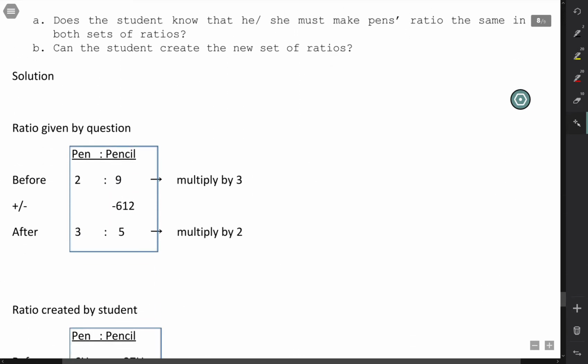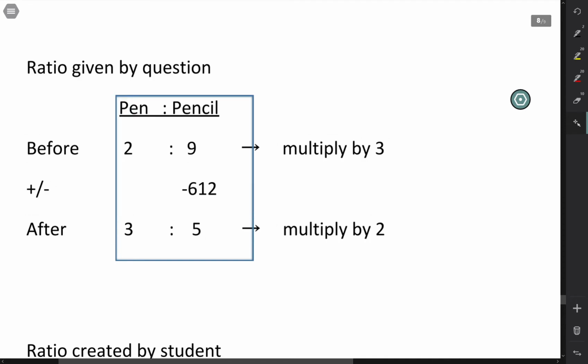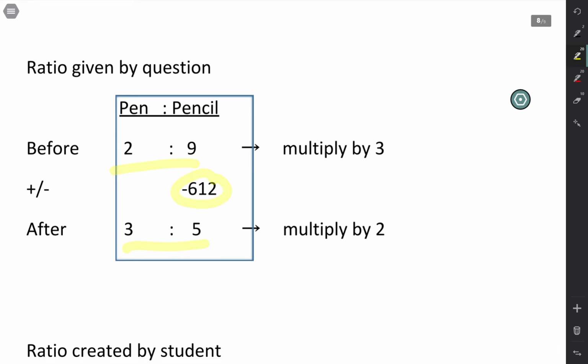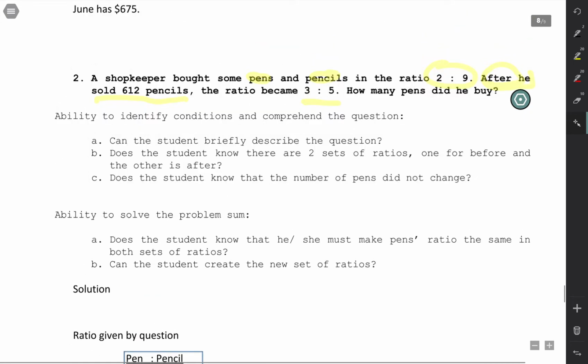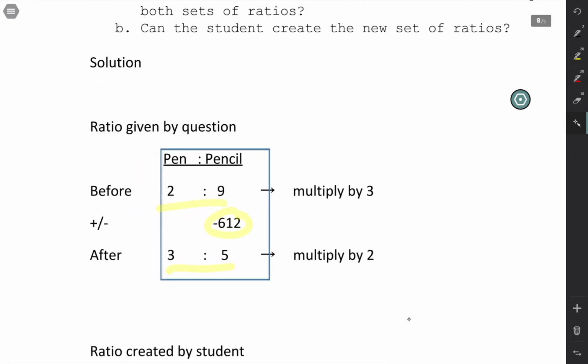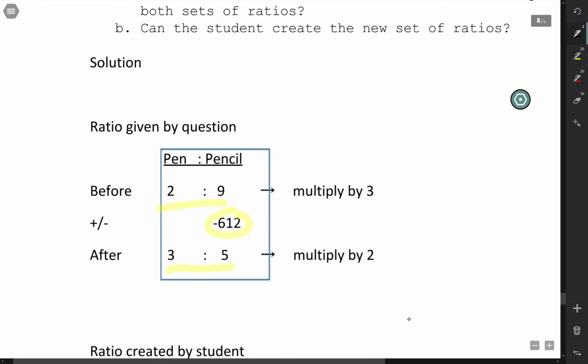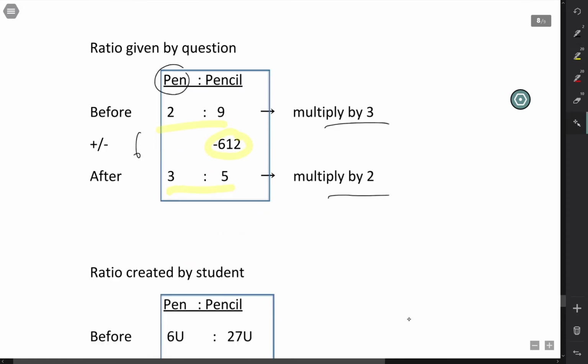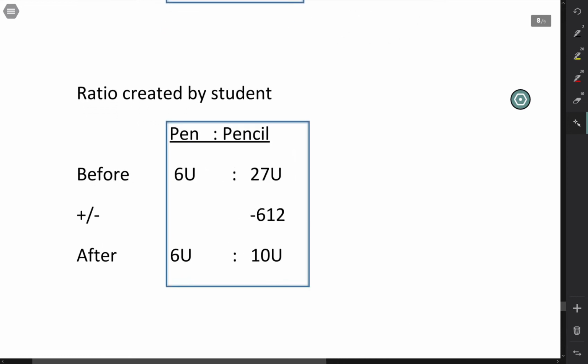And how do we solve this again? This is the ratio given at first, 2:9 here, and then he sold some pencils, then it became 3:5. So we find the common multiple, which in this case you have to look at the number that's not changed, or rather the number of pens did not change. So you have to find the common multiple, which is 6. The first ratio we multiply by 3, the second one is multiplied by 2, and you get a new table like that. And of course then you compare the difference.